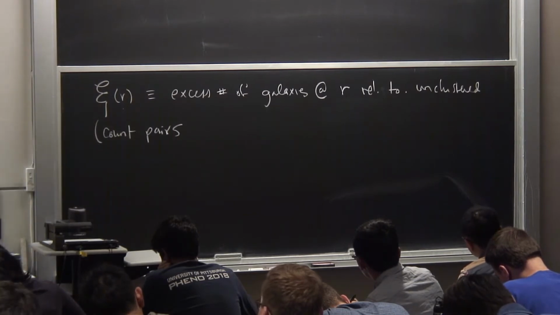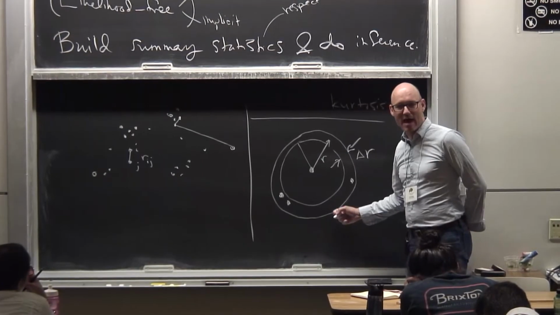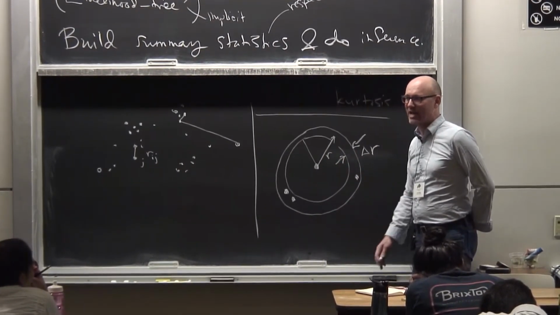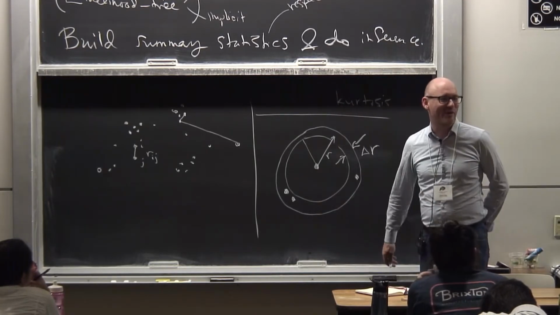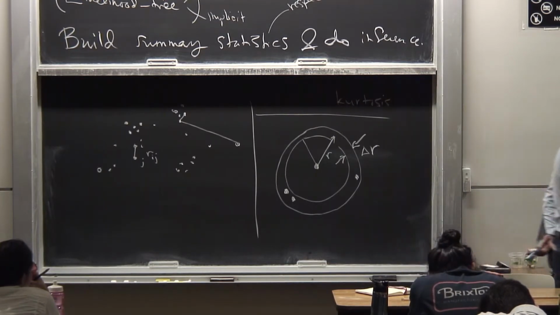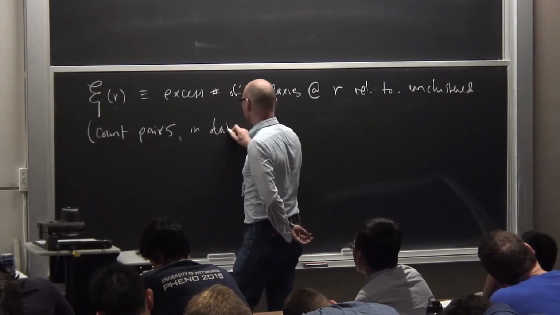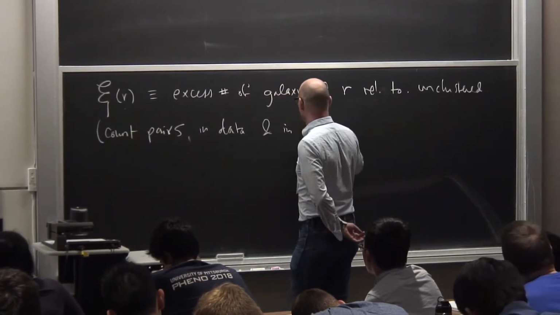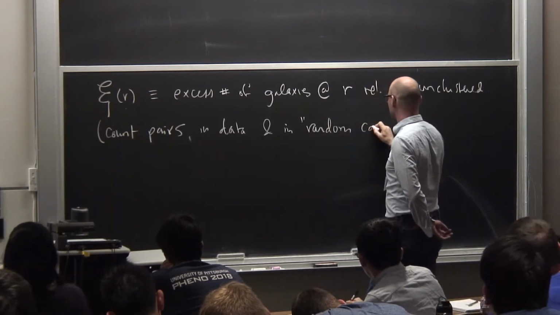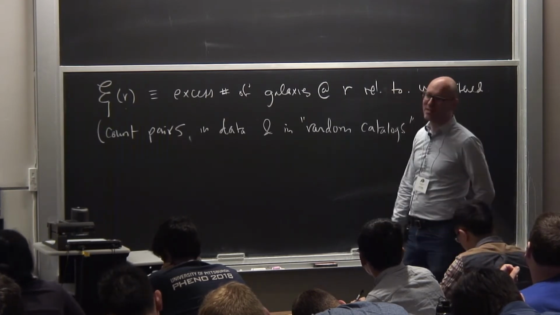Literally, we go to each galaxy and we ask how many pairs are inside this annulus. And we do the same thing for a mock catalog, which has no clustering whatsoever, and we compare the counts in those catalogs. So it's count pairs in data and in what's called in the business random catalogs, which is a really bad name. They should be called unclustered catalogs.